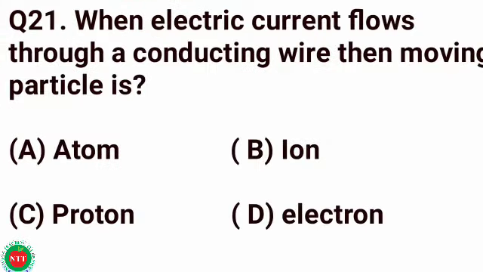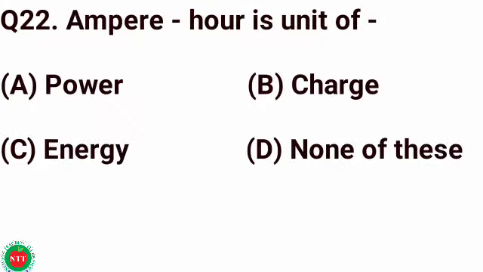Question number 21. When electric current flows through a conductive wire, then the moving particle is A. Atom, B. Ion, C. Proton, and D. Electron. The right answer for this question is electron, because it is revolving around the K shell, L shell, and this is the particle which is moving.